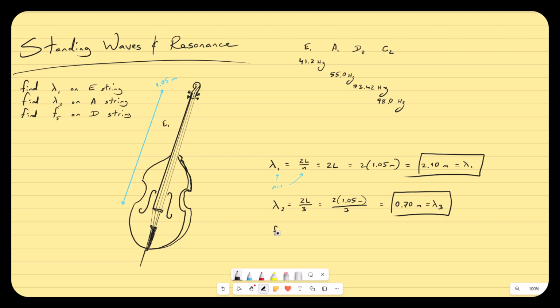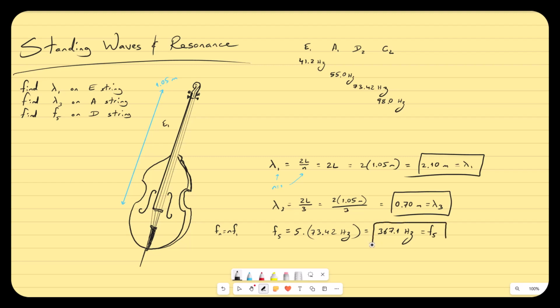If I want the fifth frequency on my D string, I know that my nth frequency is equal to N times my first frequency. So this is going to be 5 times 73.42 Hertz, which will be 367.1. That's going to be my fifth frequency.